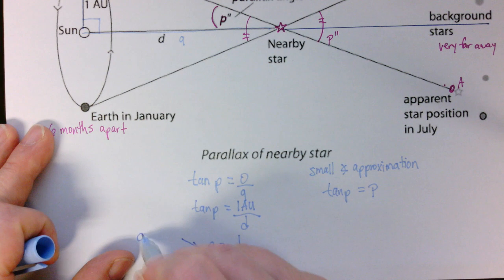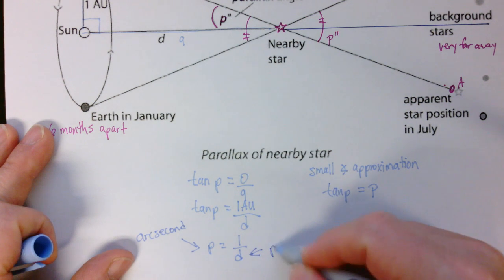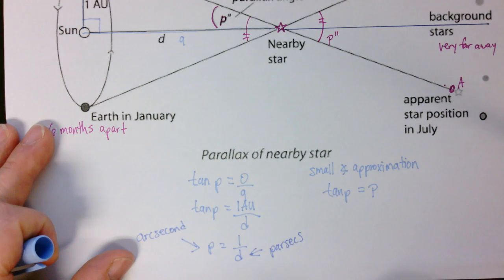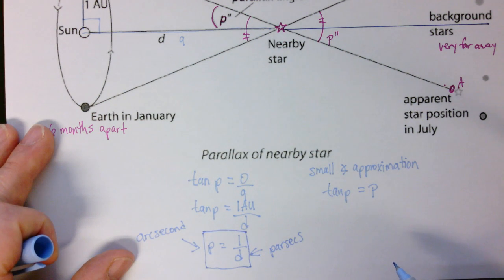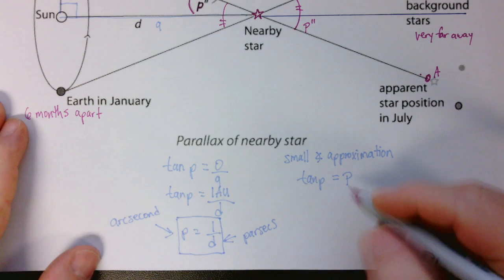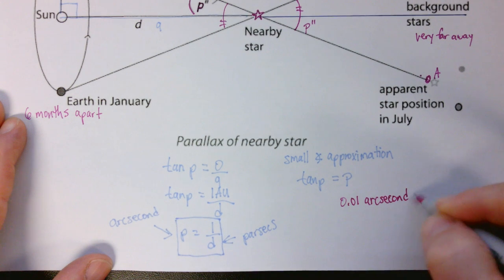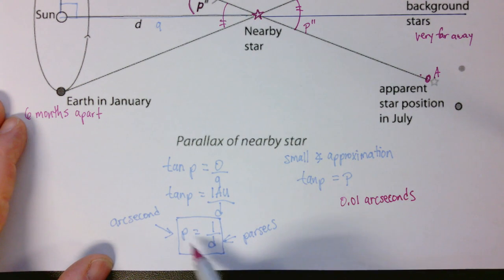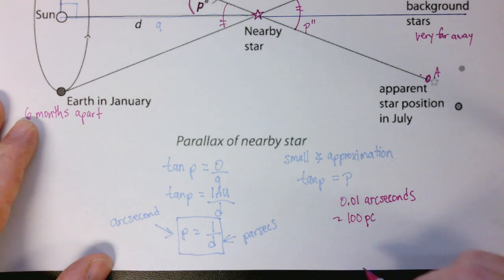P in this case is measured in arc seconds, and D is measured in parsecs. Those are the units. Arc seconds, parsecs. And so we have this new relationship that allows us to compute the distance to any star that is close enough. It turns out our limits of detectability are about 0.01 arc seconds. So we can see if this is 0.01, then this is about 100. So that's about 100 parsecs.